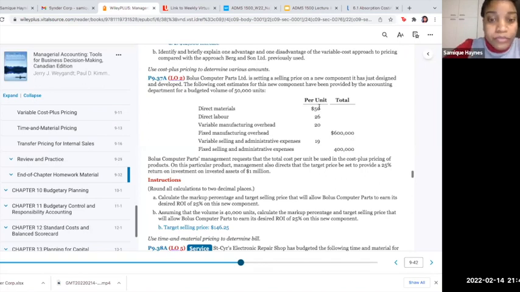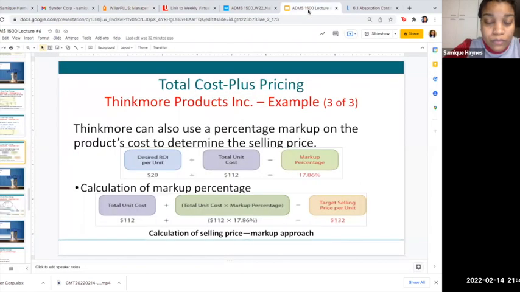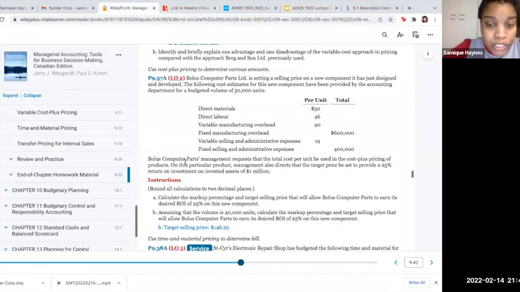Any more? Tell me what you came up with for your markup percentage. This is the equation again. What did you come up with for your markup percentage? 3.7%, okay? And then you're going to multiply that by your total cost and then add it back to your total cost, and that'll tell you how much your selling price will be. So can you drop your selling prices in the chat based on that for me? What do you think the selling price should be?